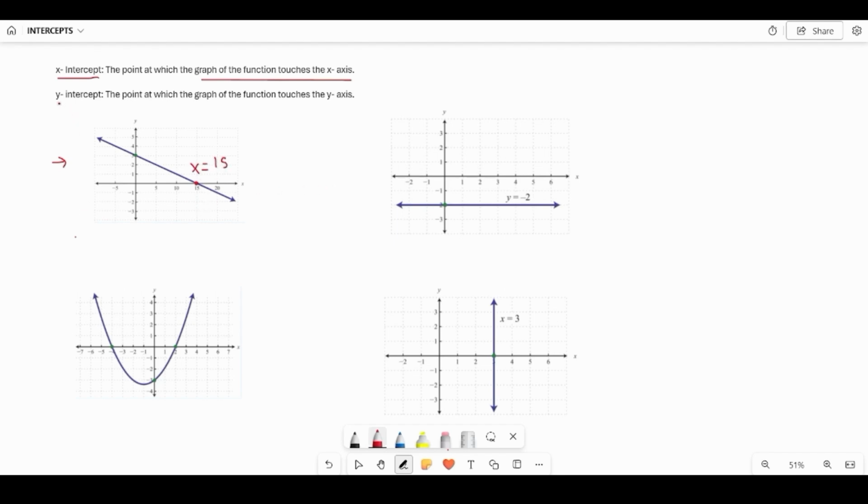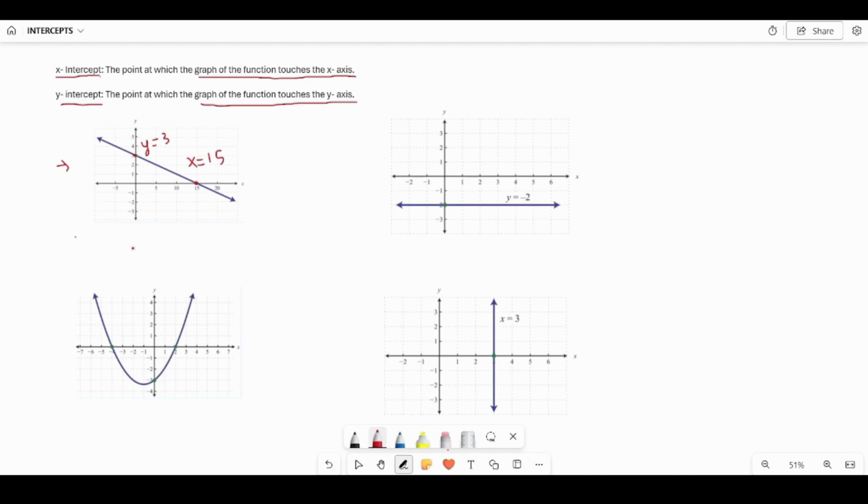Now, if we see the y-intercept, it is the point at which the graph of the function touches the y-axis. So you can see here that this graph is touching the y-axis at y equals 3. That means here the y-intercept of this function is 3. That is all what intercept is about. X-intercept is where the graph is touching the x-axis and y-intercept is where the graph is touching the y-axis.